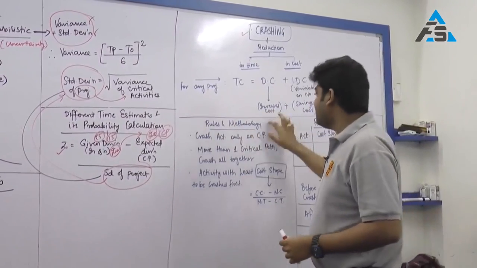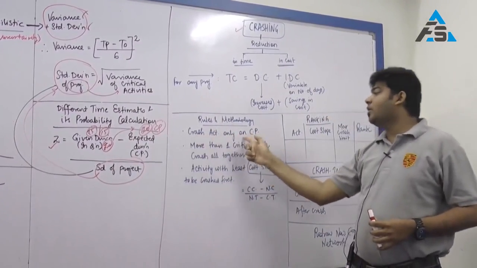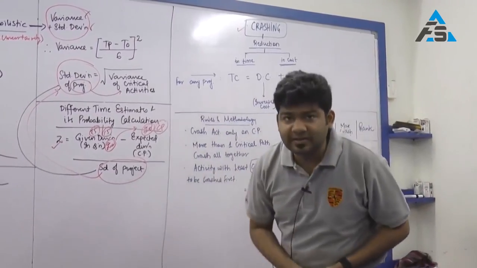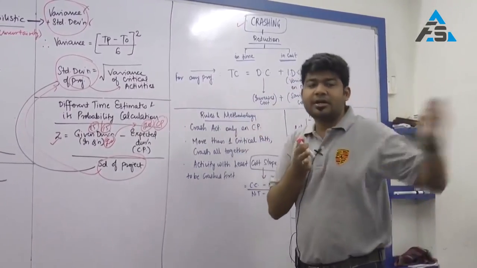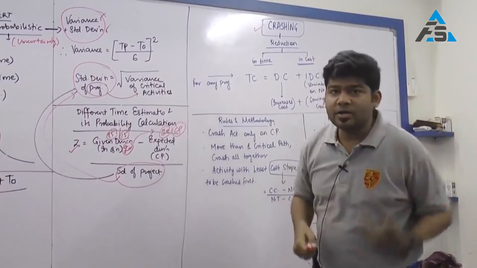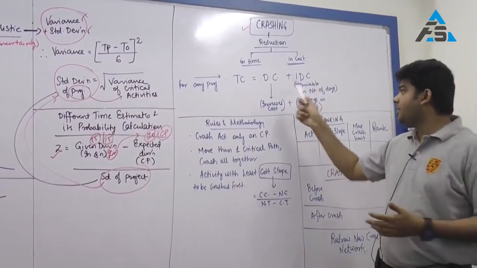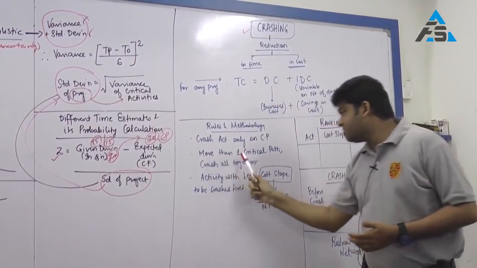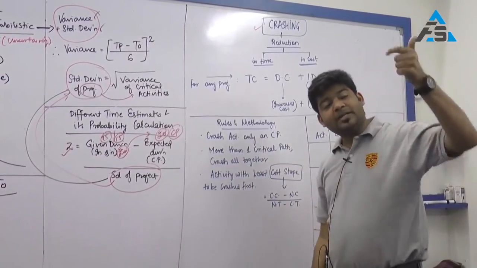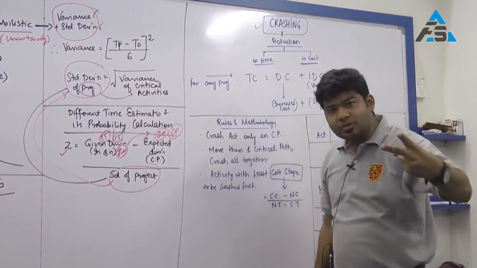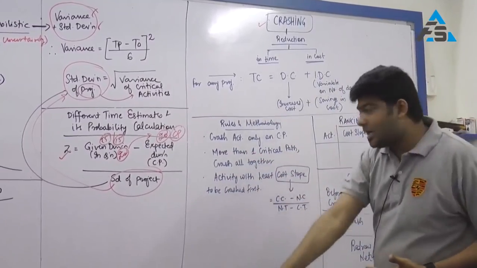What will be the rules and methodology for crashing? Pay attention: crash activities only on the critical path. Crashing non-critical activities will not result in any benefits, and will only result in an increase in cost. The reason being, the critical activities will still be the same and your critical path will still be the same number of days. So there are no benefits, but your cost may increase. If there is more than one critical path, then crash them all together. Once you have a critical path, it will always be a critical path till the end. So if there are 2, 3, 4 critical paths, all have to be crashed together.